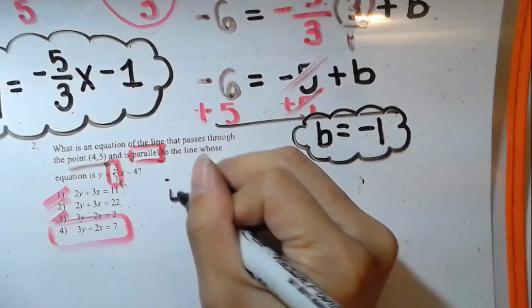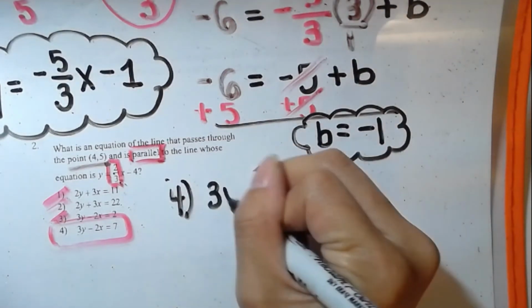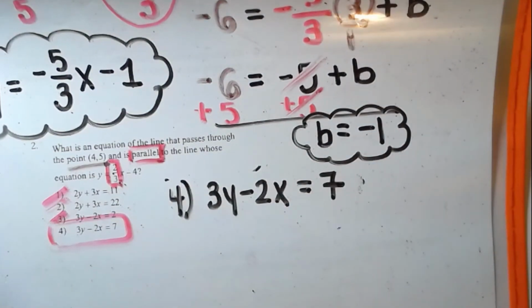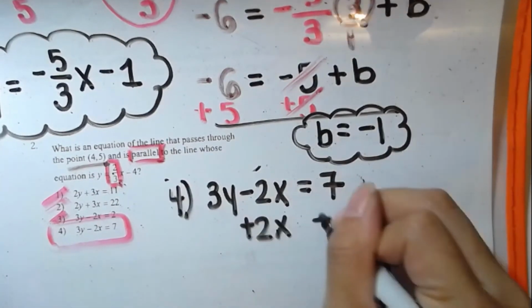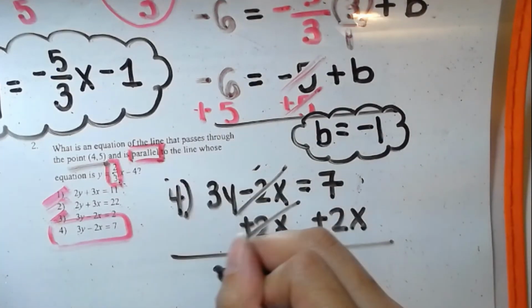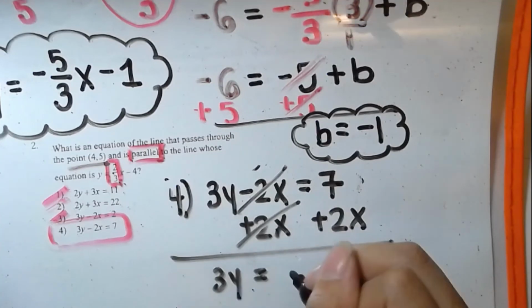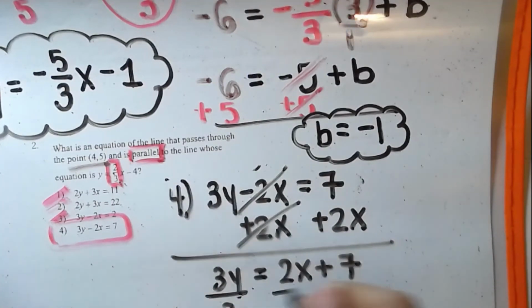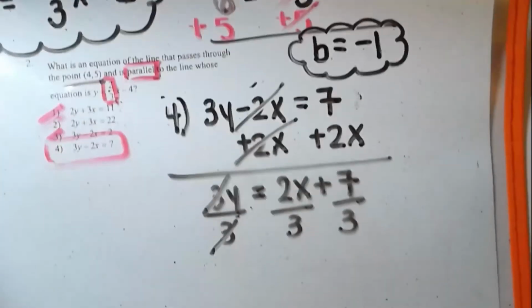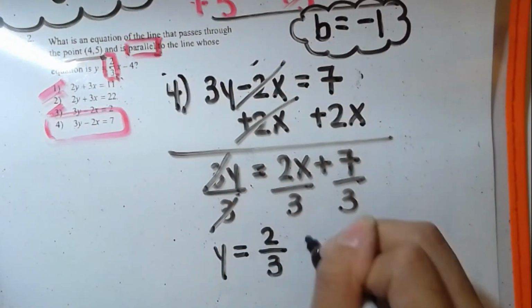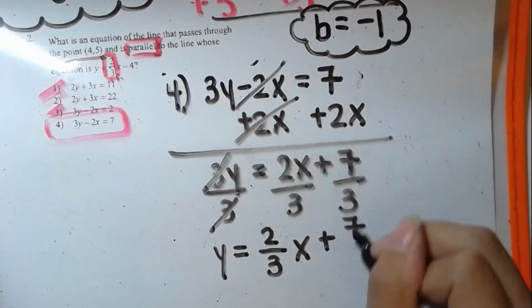I'm going to rewrite answer choice 4 right here. And we're going to solve for y. So I'm going to add 2x on both sides, so that the 2x is going to cross out on the left side. Now we have 3y is equal to 2x plus 7. And I'm going to divide all terms by 3. Now we have that y is equal to 2/3 x plus 7 over 3.